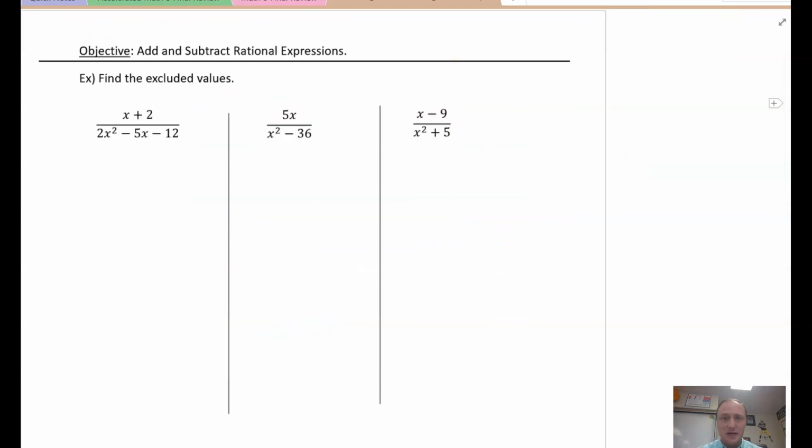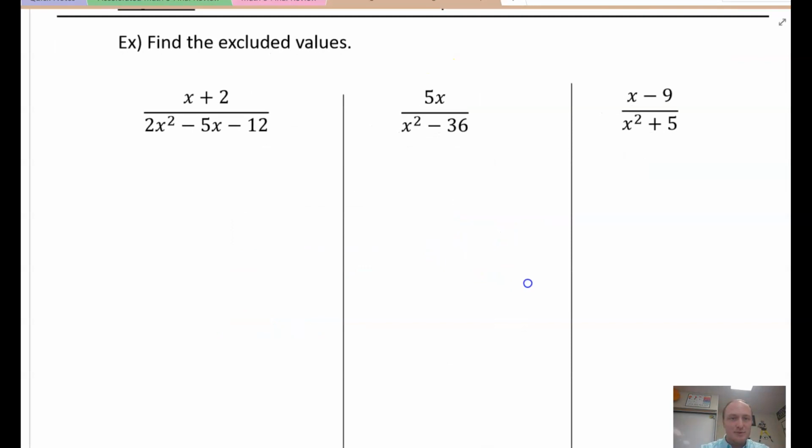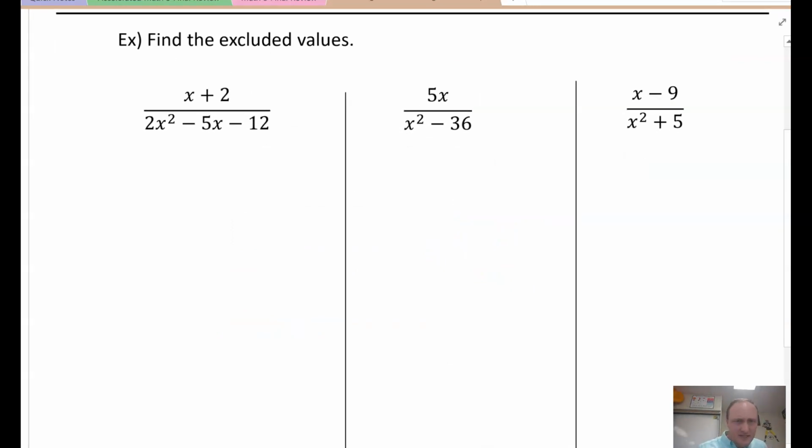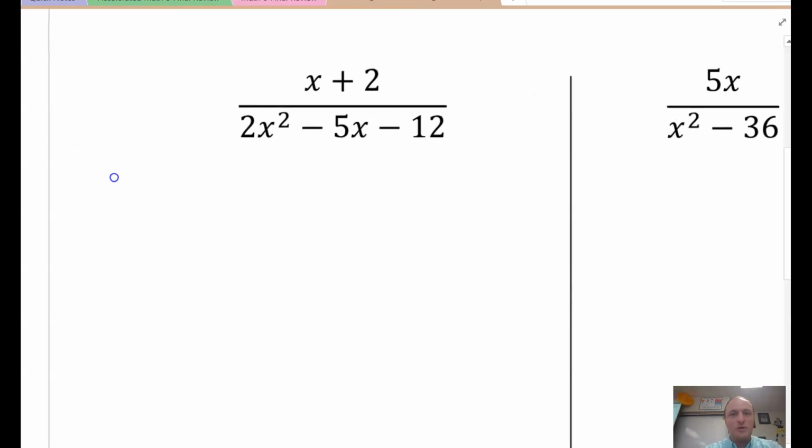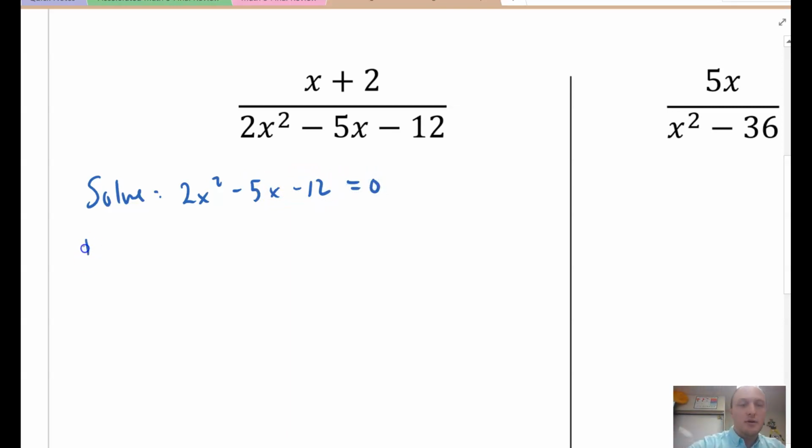Let's get to it. Here are some examples, and please write these in your notes. The first thing you want to do, the algorithmic way of doing this, is solve for when the denominator equals 0. So here's the denominator, 2x squared minus 5x minus 12, and I'm going to set it equal to 0. How do I solve this? Well, you've got to factor.